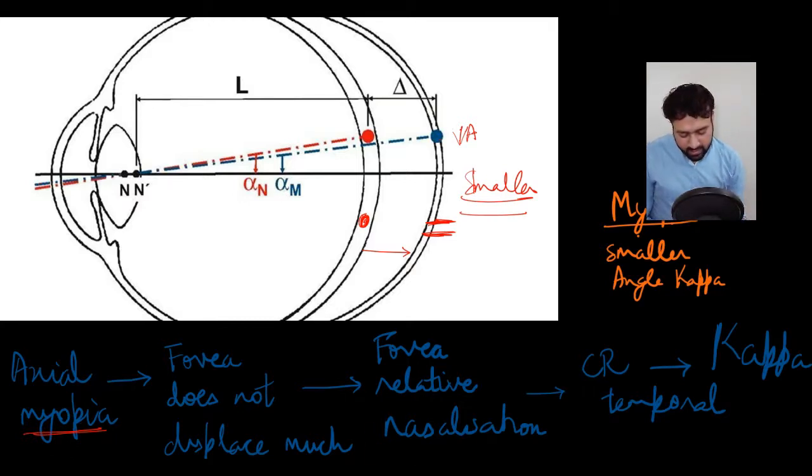And because there is relative nasalization of the fovea, there is temporalization of the corneal reflex, and temporal corneal reflex means a negative kappa. If the positive angle kappa was 4 or 5, it will reduce in value. Basically, it means it's a smaller angle kappa. So myopia is associated with smaller angle kappa.